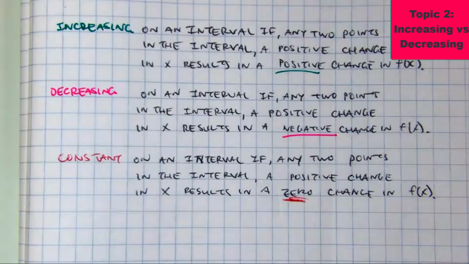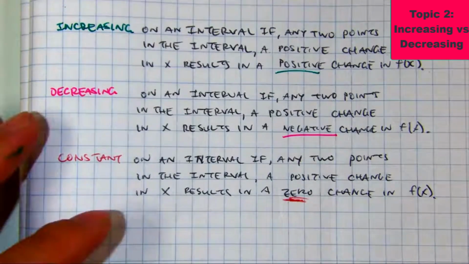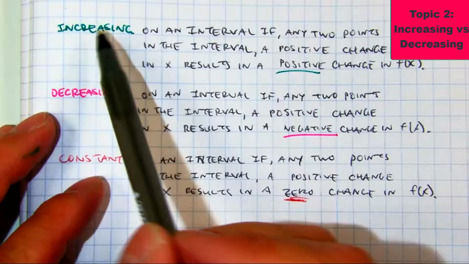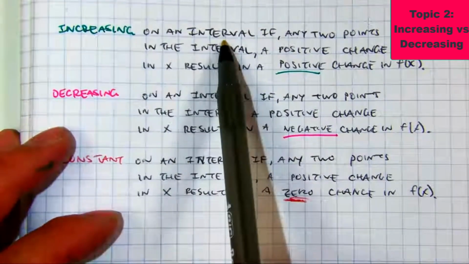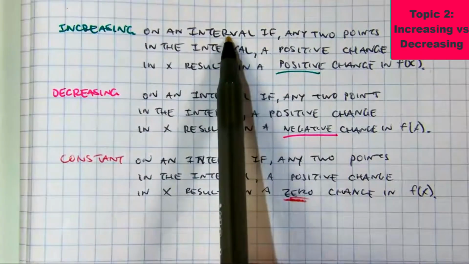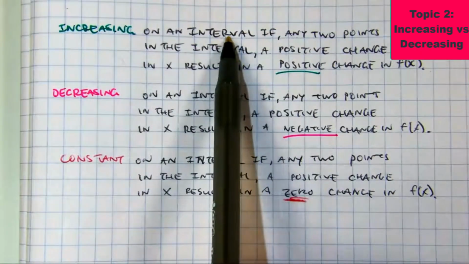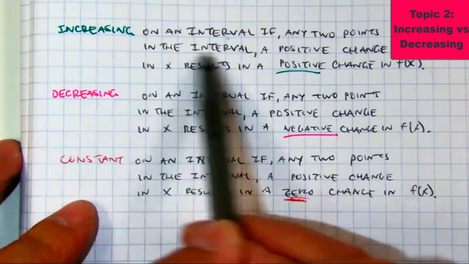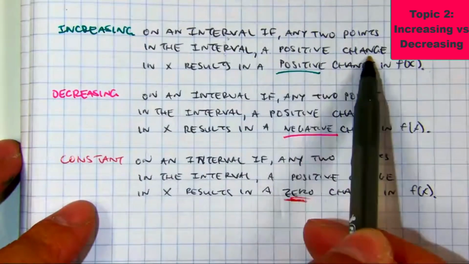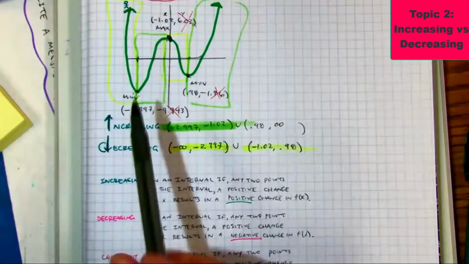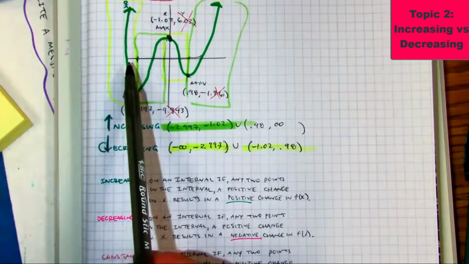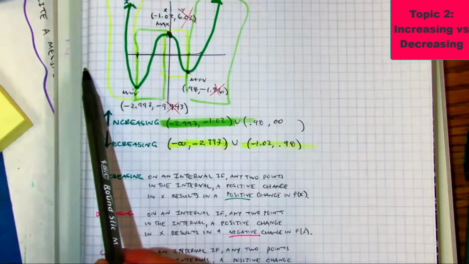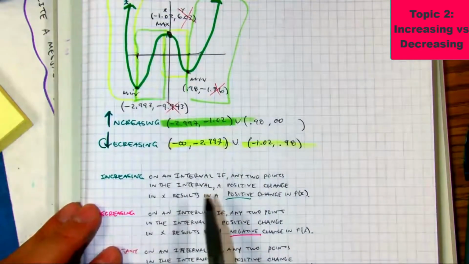Alright, so today's lesson was talking about our 3 types of how you would describe a function. What does it mean to be increasing? Increasing on an interval. So think of it kind of like a TV show. Jeopardy starts at 7 and ends at 7:30, right? It's a segment, it's an interval, starts and ends. If any 2 points in the interval, a positive change in the x, so positive change in the x is going which direction? How do we get positive x value? This way or this way? Left to right.